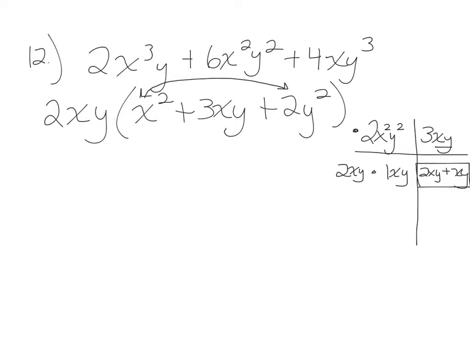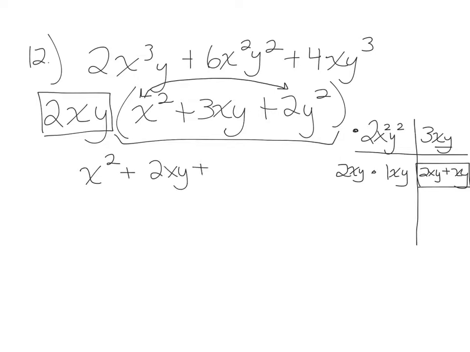So now I'm going to go back to my problem, and I'm going to just take this part here, okay? This 2xy is your GCF at the end, so that's just got to stay on your answer, so we'll deal with that in a minute. So now I'm going to break up this stuff in the parentheses to say x squared plus 2xy plus xy, and you can write 1xy there if you want, plus 2y squared.